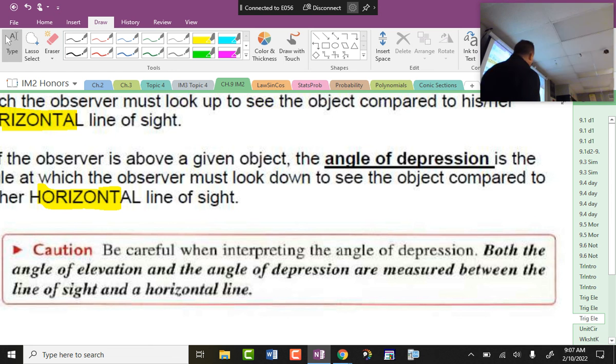But be careful when interpreting the angle of depression. Both the angle of elevation and depression are differentiated by the horizontal line of sight. And that's what screwed up. Oh, it makes me so angry.